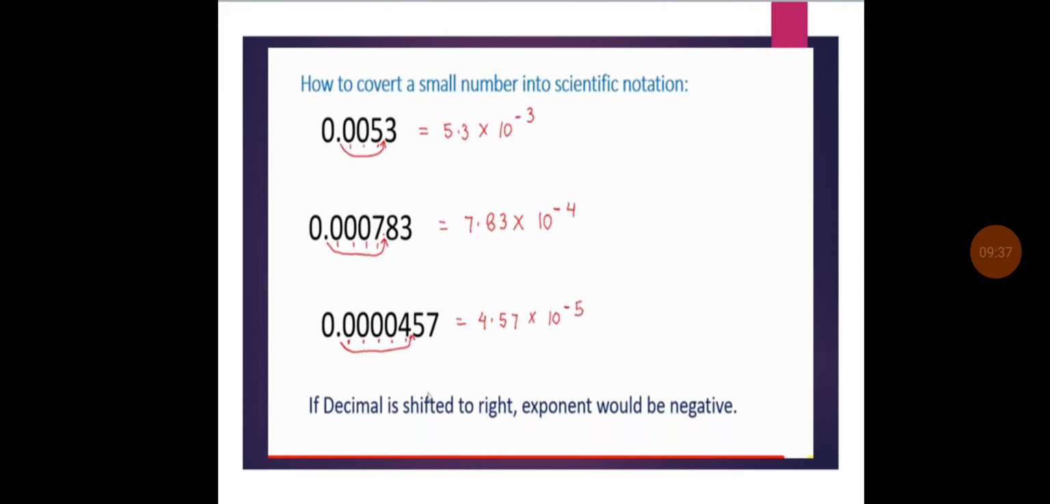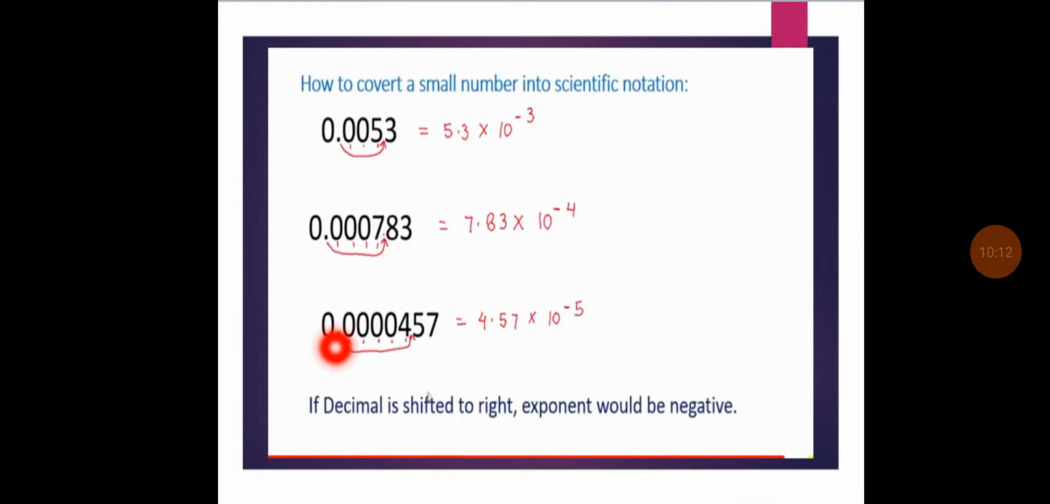Similarly, how to convert a smaller number into scientific notation? Now here we already have the decimal placed here in the value. So it will be shifted from left to right and it will become 5.3 times 10 raised to power minus 3. The exponent will be negative because we move from left to right. In this example, we also move from left to right, so our exponent will be 1, 2, 3, 4. 7.83 times 10 raised to power minus 4.